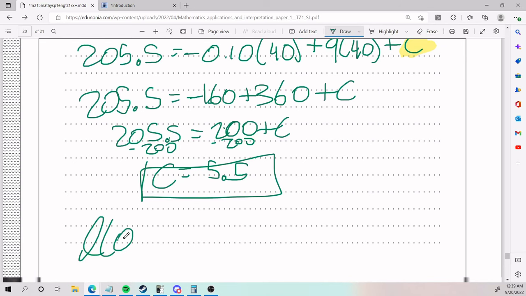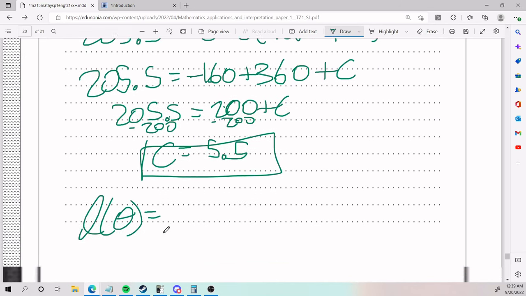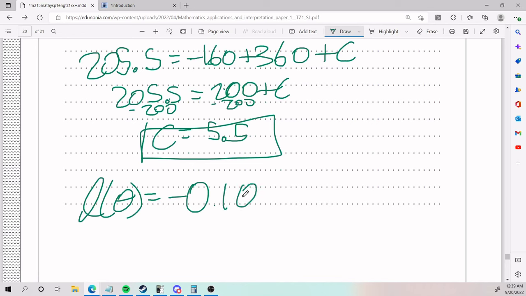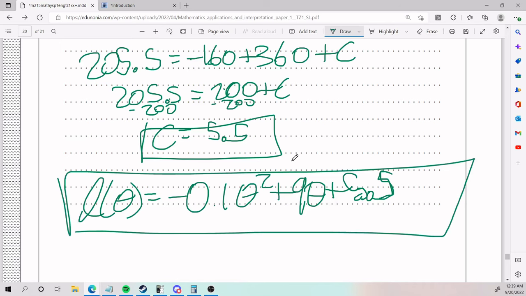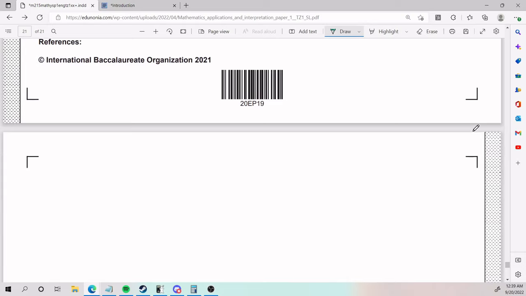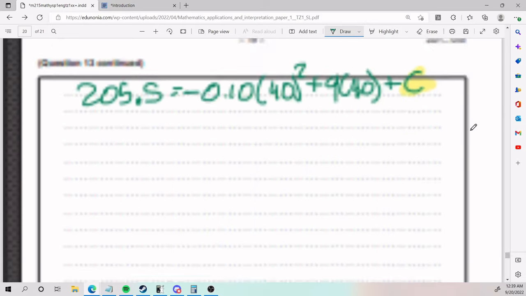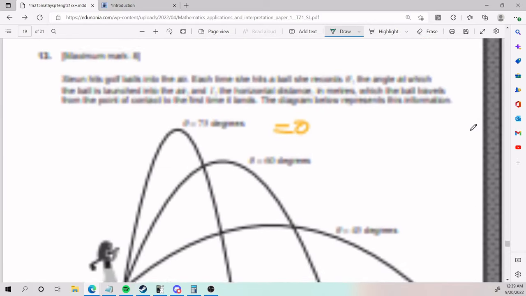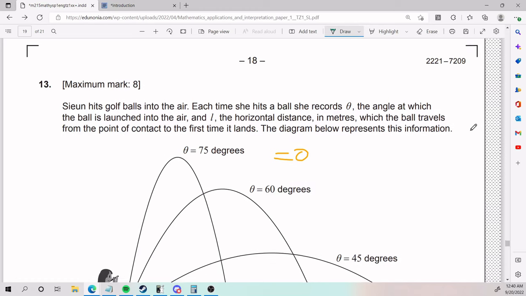That means that my original function is negative 0.1 theta squared plus 9 theta plus the c that I found earlier, 5.5, see? So again, we have to do this in order to get the c and fill in our function as it is. Cool beans. That is how you solve this last exercise over here, number 13.